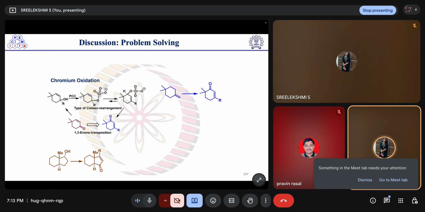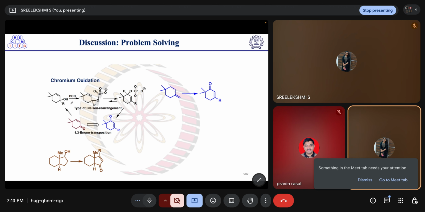Now, if we see this, we have already discussed in the previous lectures that this is a chromium type of oxidation. Basically, this is oxidative transposition using PCC, PDC, and IBX. So that is also a type of Claisen rearrangement. So what is happening here?